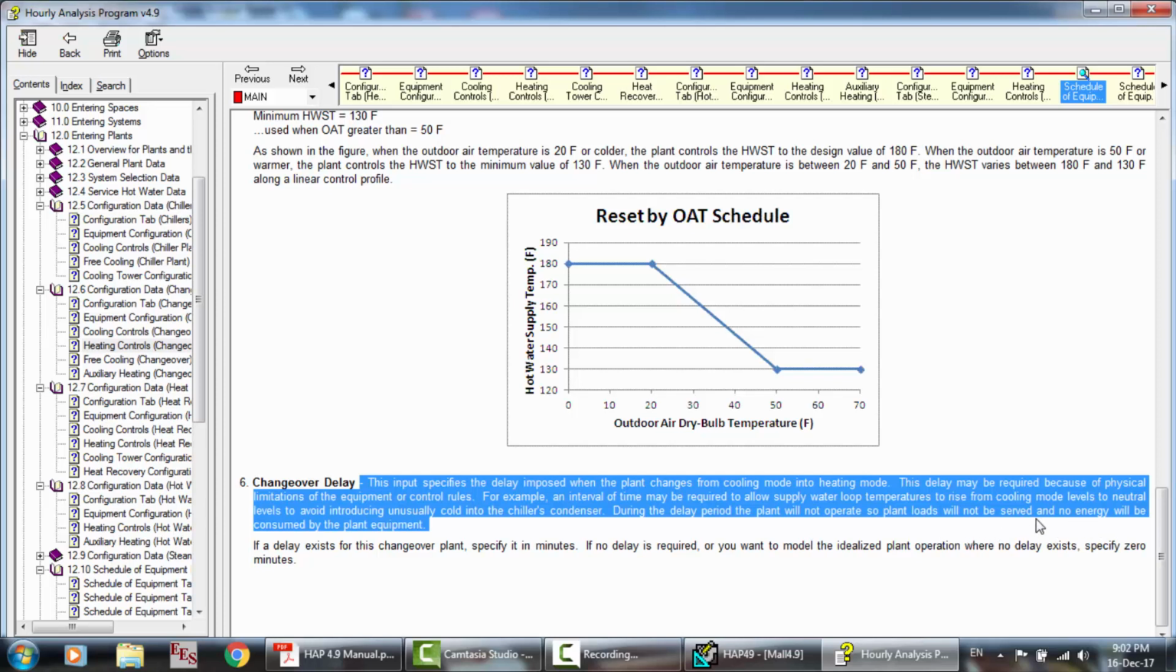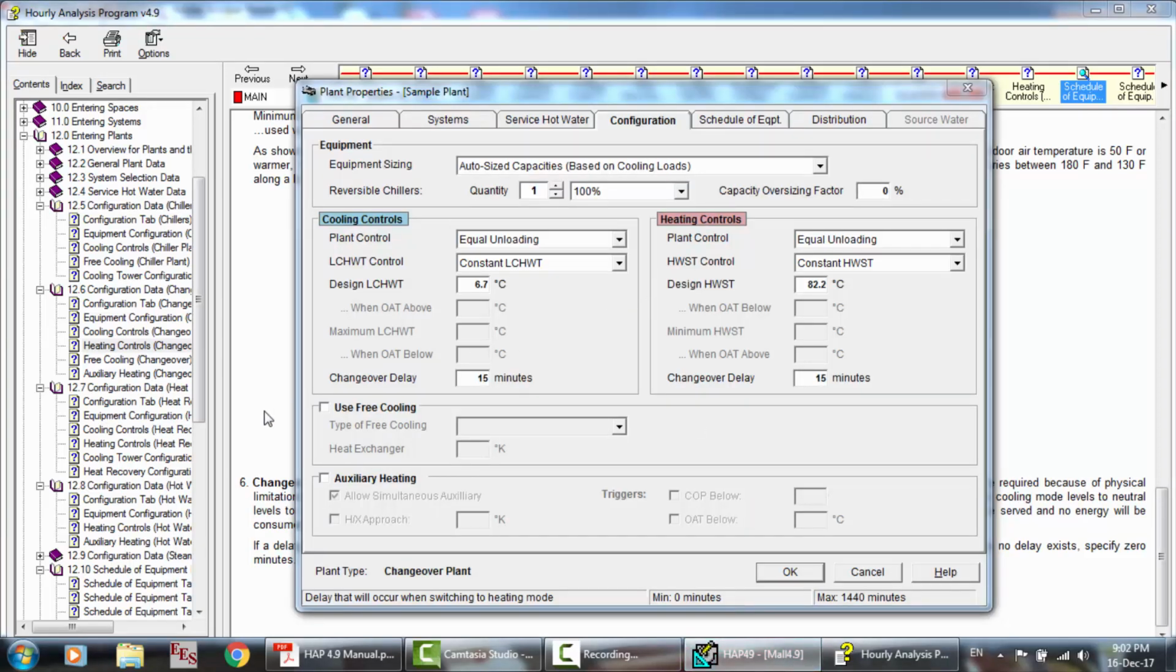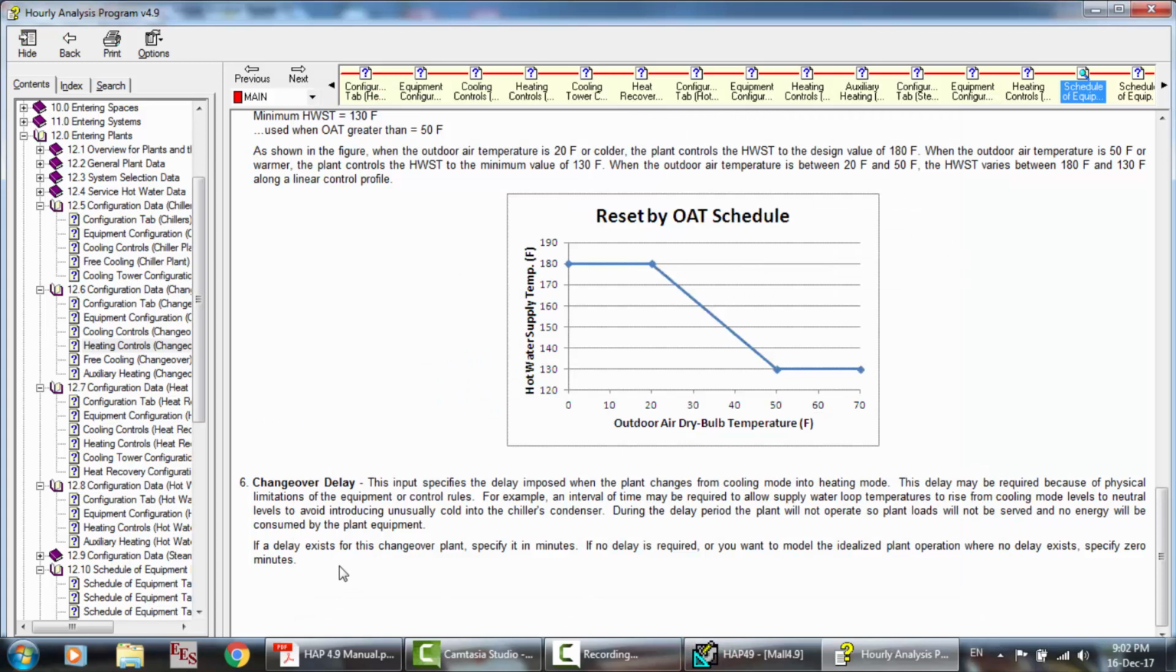So if a delay exists for this change, specify it in minutes. If no delay is required, or you want to model the idealized plant operation where no delay exists, specify 0 minutes. Also, here is the schedule of equipment.